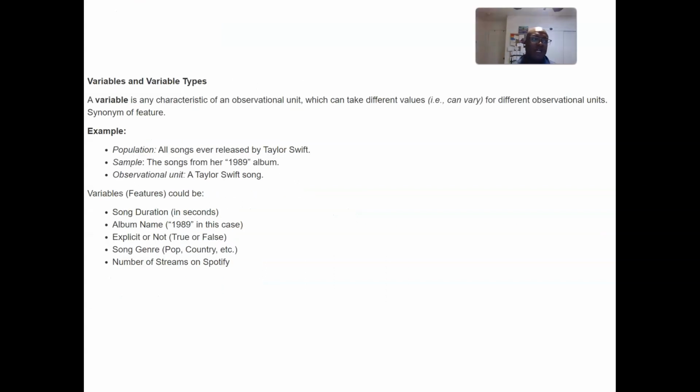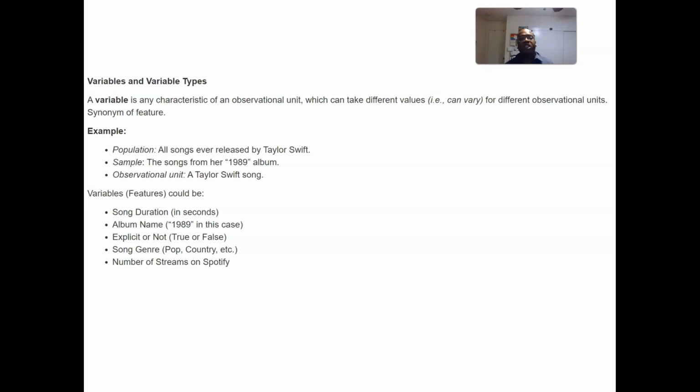Okay, so we have variables and variable types. Technically, you've already heard of this because it's a synonym for feature. A variable is just any characteristic of the observational unit. Ideally, these variables will vary in terms of what we observe. All right, and so looking at the framework of population, sample, observational unit.